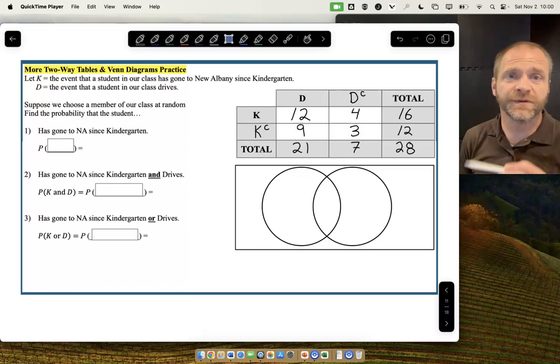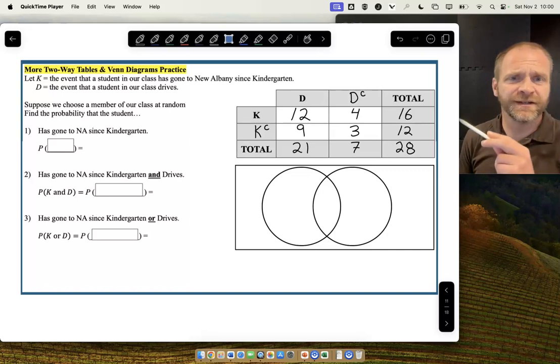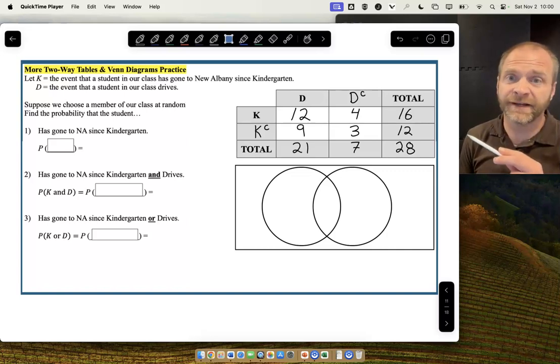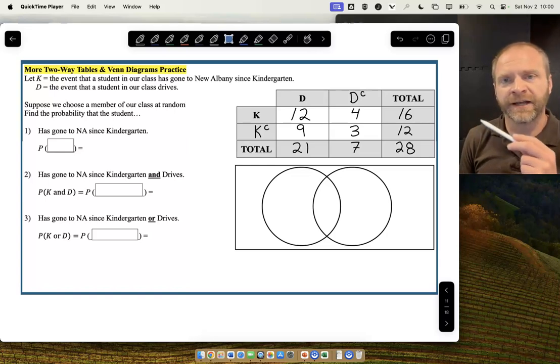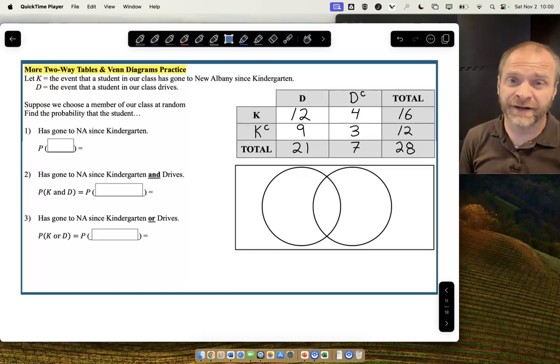And so we can see this was a class of 28 students. I have 12 students who were lifers, were here since kindergarten, and drove to class. 4 were lifers but could not drive, and so on. So there was a total of 16 lifers in class out of the 28, which means the complement, K complement, would be 12. So you can see how I'm labeling my column and row headers. I'm using the notation of complements. So column D is they can drive. D complement is they can't drive. So in that class of 28, 21 could drive, which means 7 of them could not drive. So we have all this information. Now let's use this to find probability.